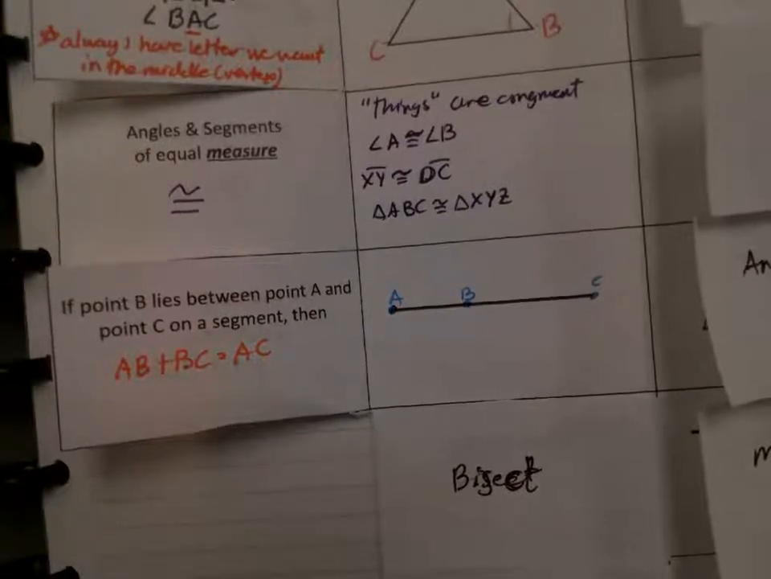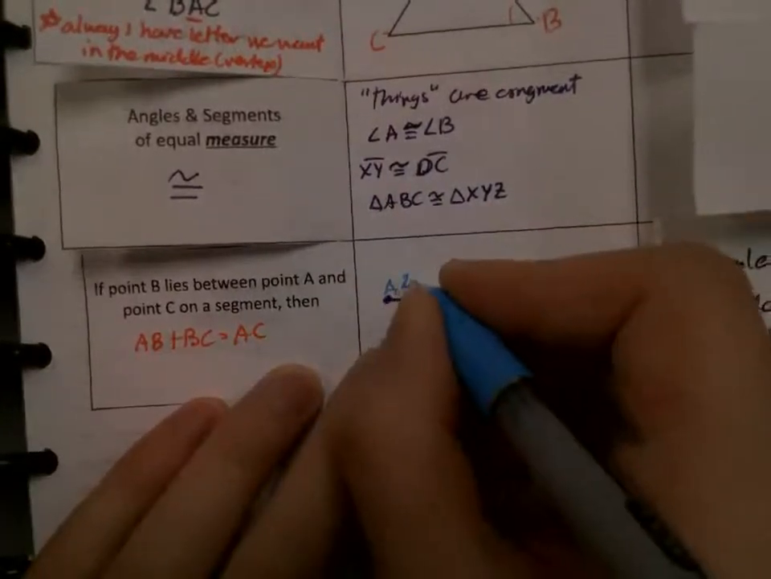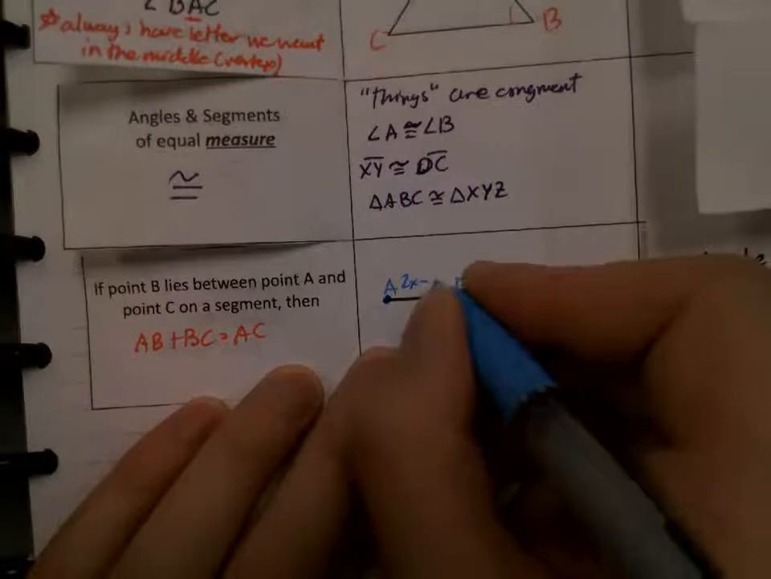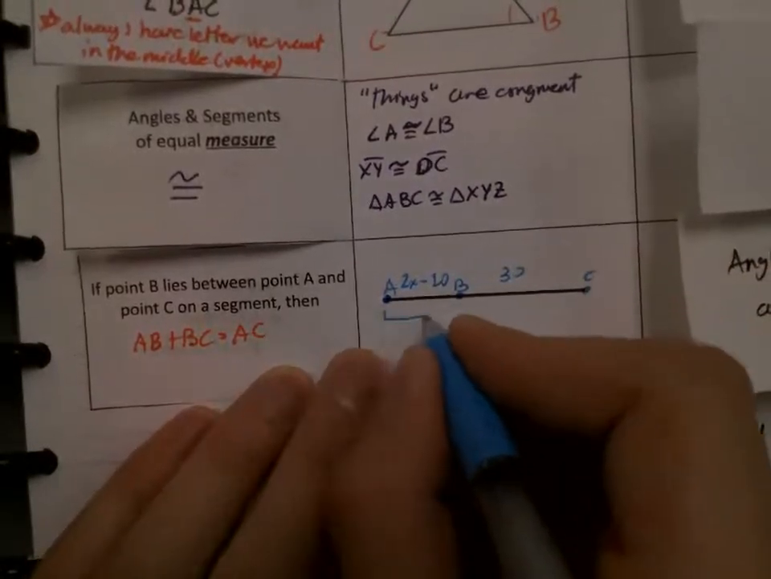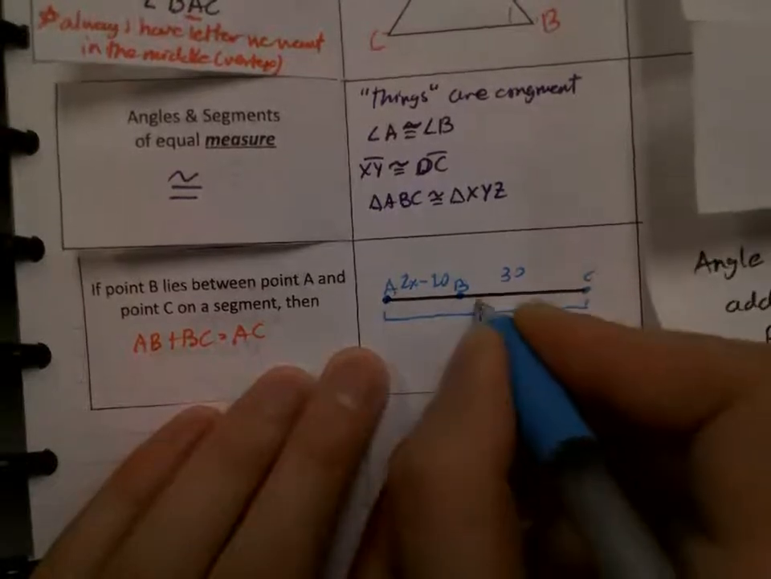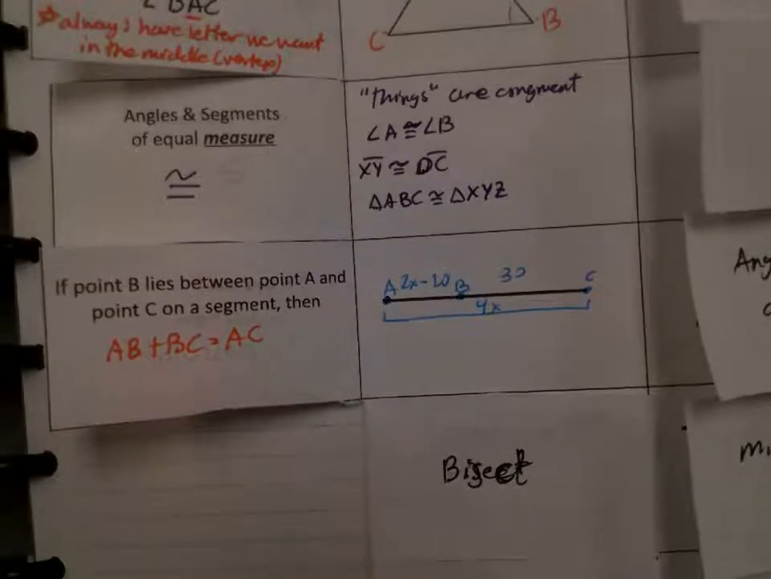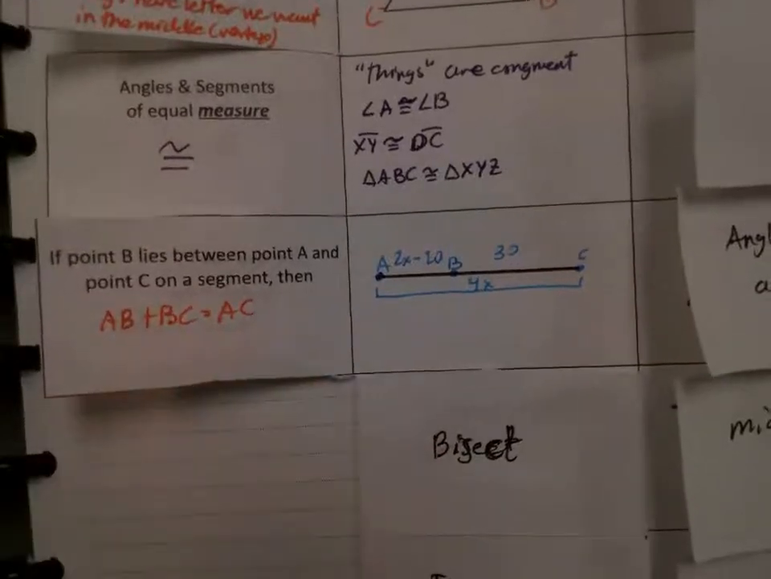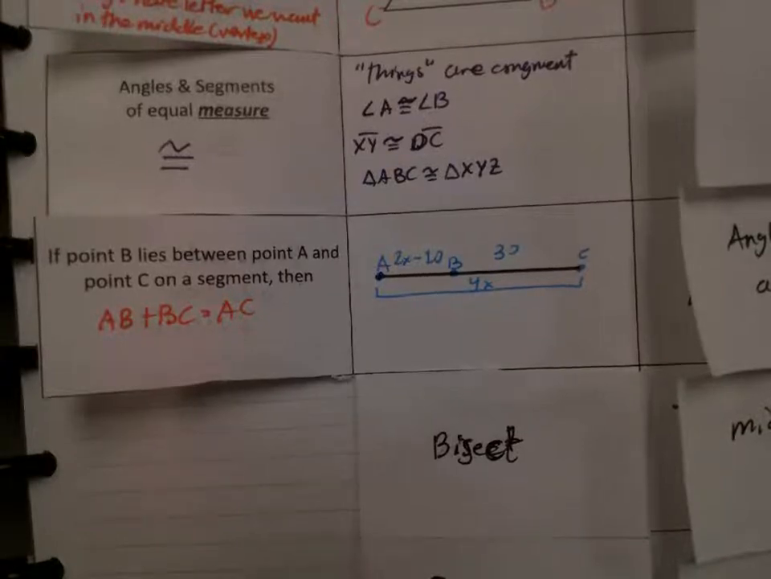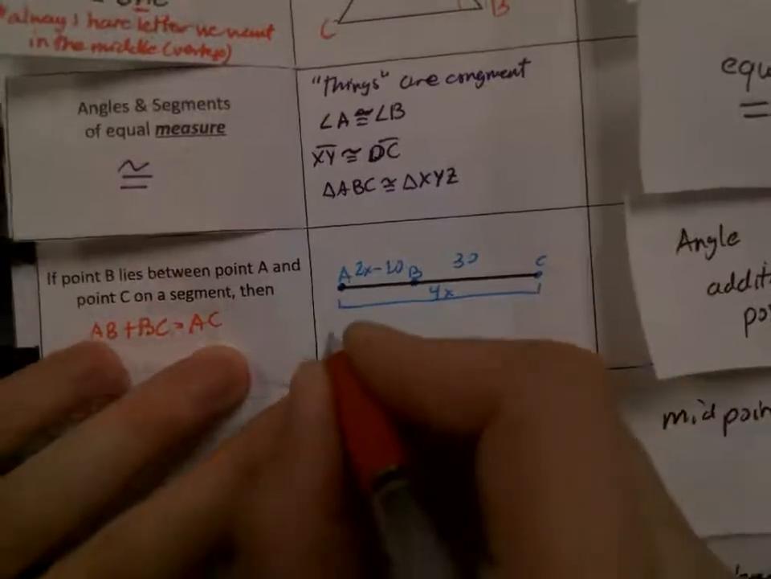Now, to go one step further, let's say that I make AB 2x minus 10, and I make BC 30, and I say the whole segment from end to end is 4x. Using basic algebra, we can actually calculate the values on that line. Any segment, any variable, etc. So it should look something like this.